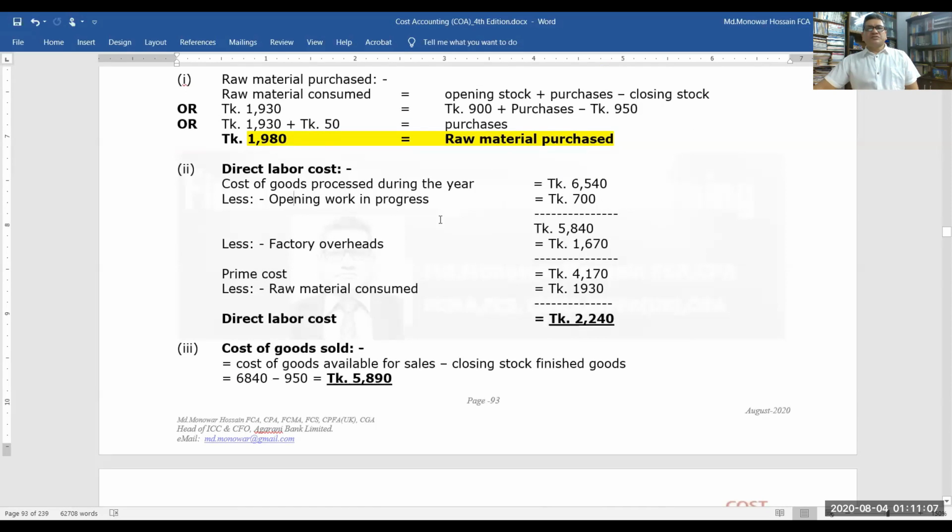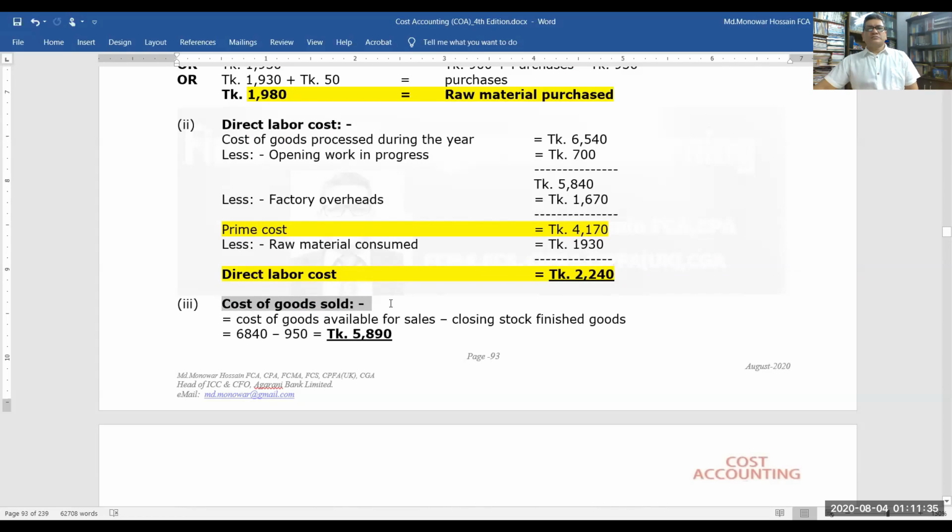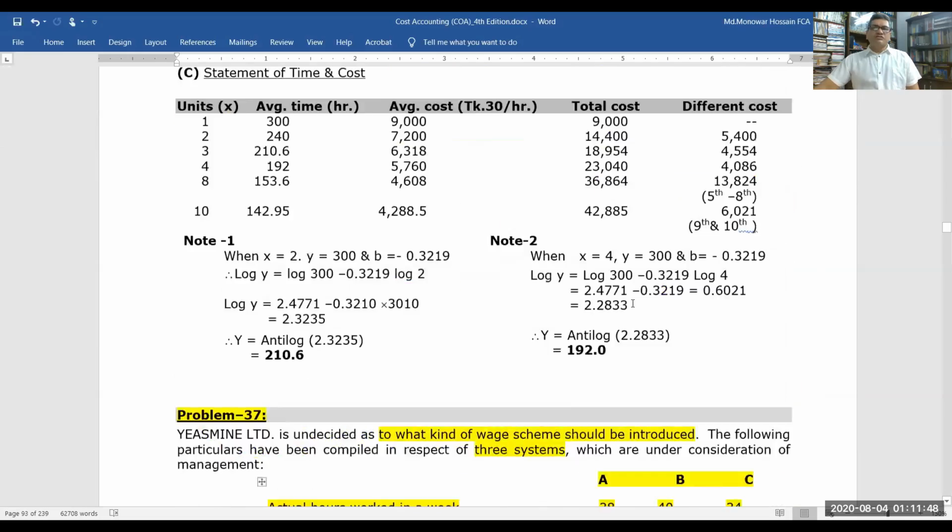So cost of goods processed during the year, less opening stock in progress, and then less factory overhead, then we get prime cost. From this prime cost, if we deduct the raw material consumed, then we get direct labor cost. So this is the back calculation to find out the labor cost. Now the cost of goods sold. So cost of goods available for sale minus closing stock of finished goods. So we get 5,890. So I think it's all for today.